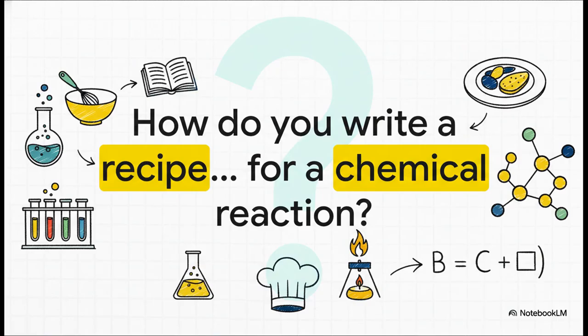So think about it this way. How would you write a recipe for a chemical reaction? It's kind of the same challenge, right? You've got your ingredients, you mix them together, and you get something totally new. Chemists needed a universal way to write that recipe down, and that's exactly what a chemical equation is.